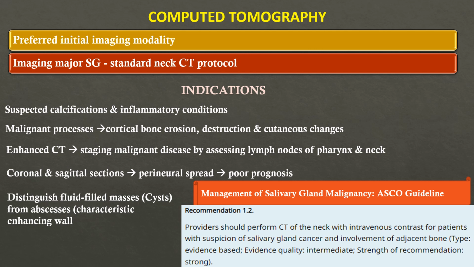Contrast enhanced CT is useful for staging the malignant disease by assessing the lymph nodes of the pharynx and the neck. Coronal and sagittal sections of CT can be useful to assess the perineural spread, which is considered as a poor prognosis for the patient. It is also useful to distinguish fluid-filled masses, that is cysts, from abscesses, where in abscesses we can see a characteristic enhancing wall. The American Society of Clinical Oncology guideline has recommended CT with IV contrast for patients with suspicion of salivary gland cancer and involvement of adjacent bone.